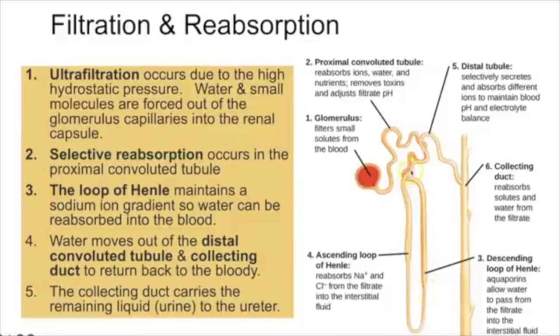So as the filtrate reaches the distal convoluted tubule, it's lost a lot of water, but also quite a lot of ions. And because it's lost a lot of ions, it is actually quite dilute by this stage. So more water will move out by osmosis, and at the collecting duct, even more water can move out to go back into the blood. The collecting duct carries the remaining liquid away to form the urine.